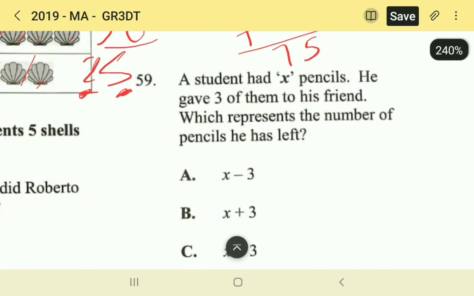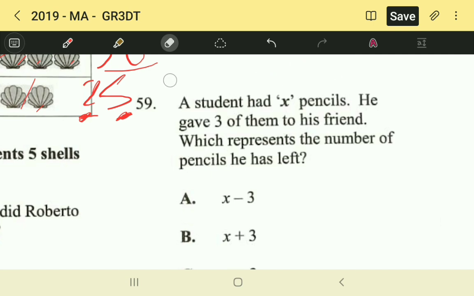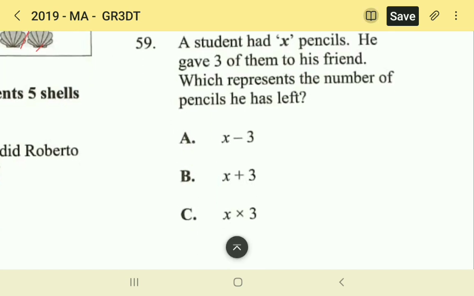59. We're pretty close to the end. This is like the second to the last item on the paper. After this, we have how many more? Very good. 1.